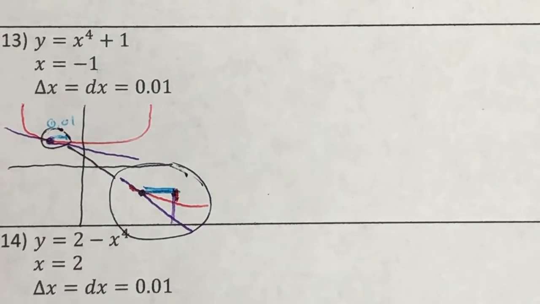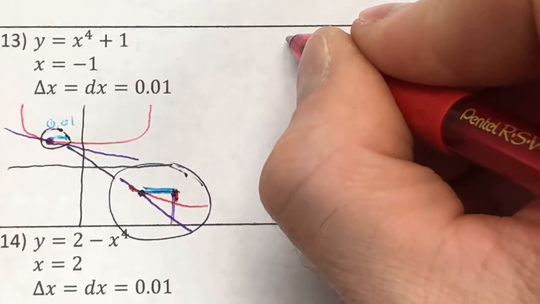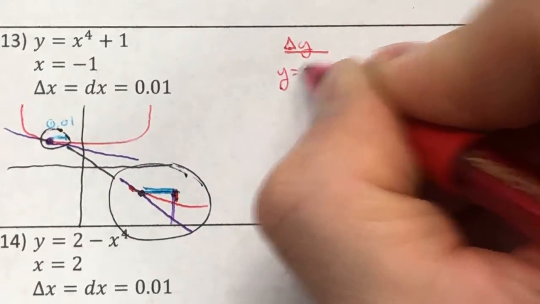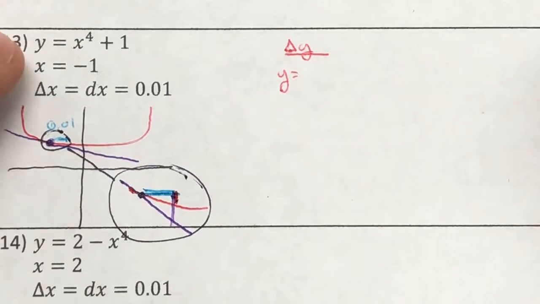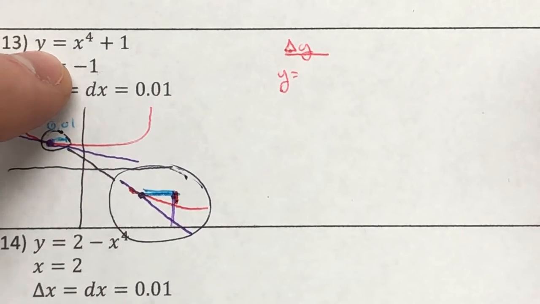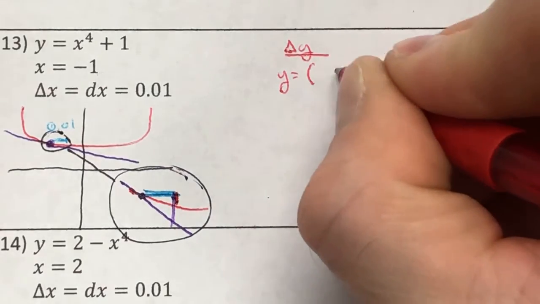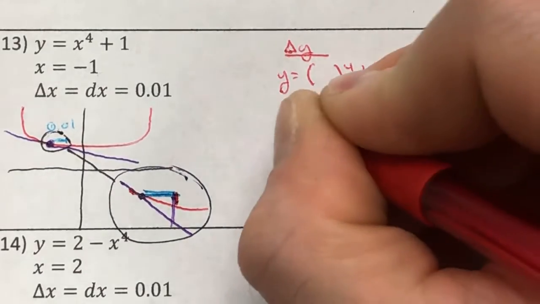So let's go ahead and get that set up for our first one, which is the actual change in y, which means I need to plug this into my formula twice. First, I'm going to plug in -1, then I'm going to add 0.01. So fourth plus 1.